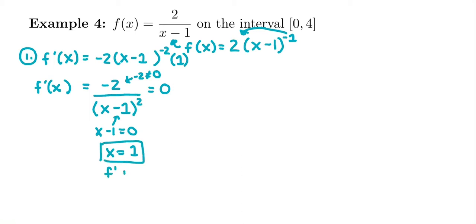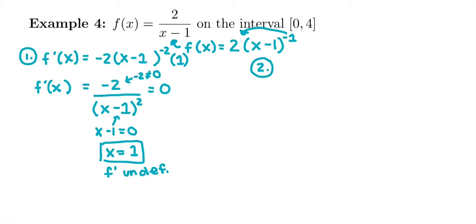This makes f prime undefined, which means it might not technically go into the original function. It might not be called a critical number, right? A critical number makes a derivative 0 or undefined, but it also has to go into the original function to be called a critical number, which we're going to find out in our second step.